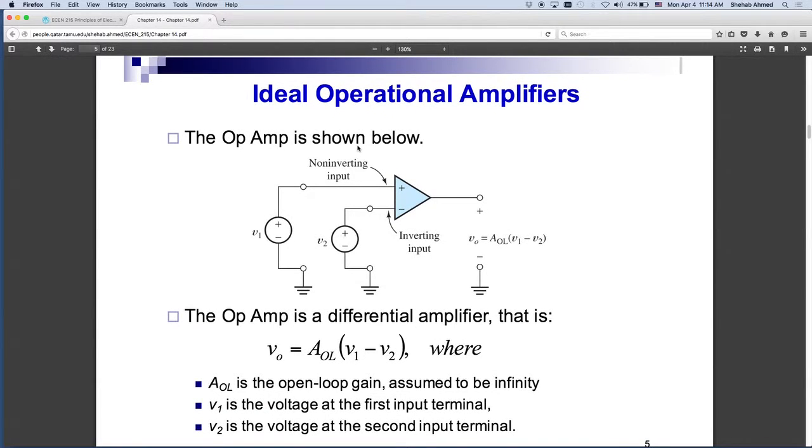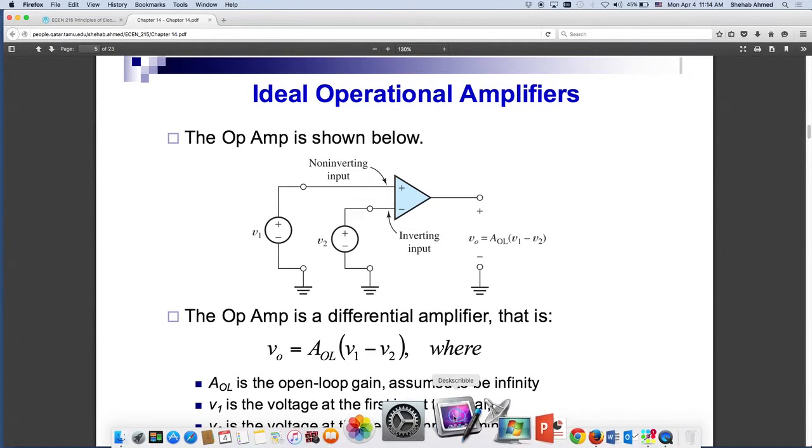So the symbol for the op-amp is this triangle with a plus sign here and a minus sign here. So it has three inputs, two inputs, sorry, and one output typically. And what is not shown here is what? What's not shown here?